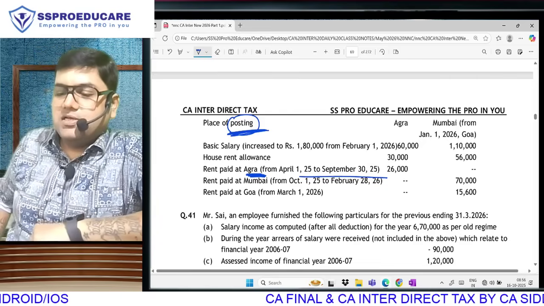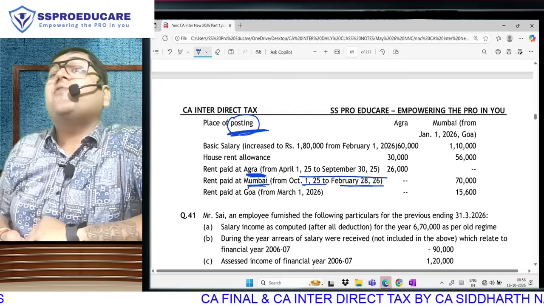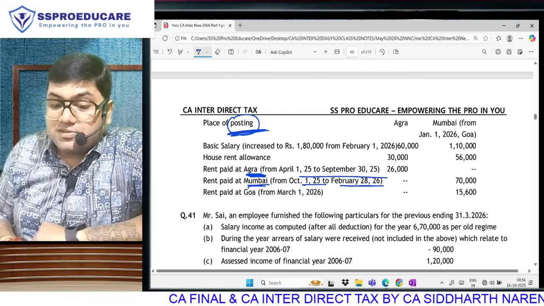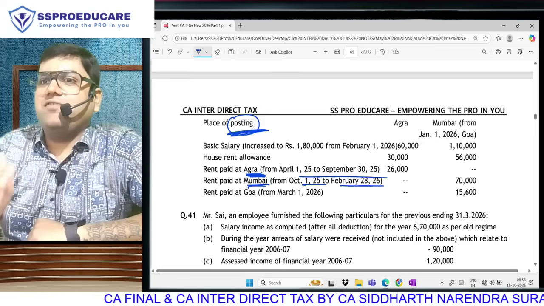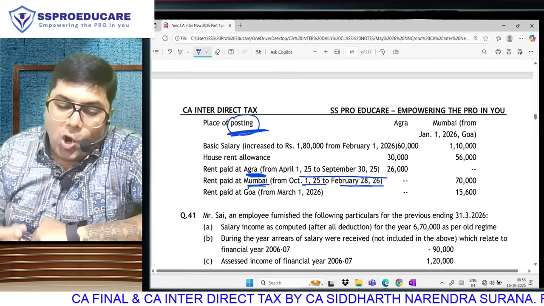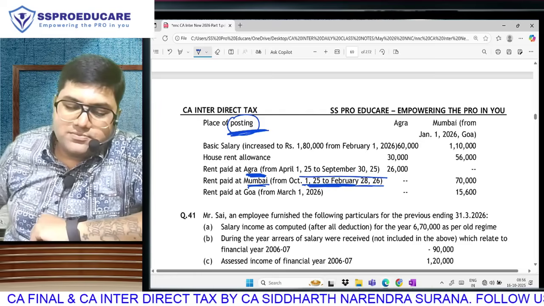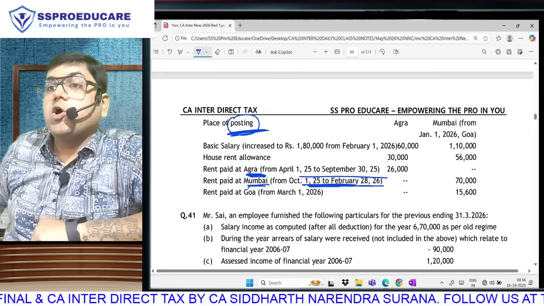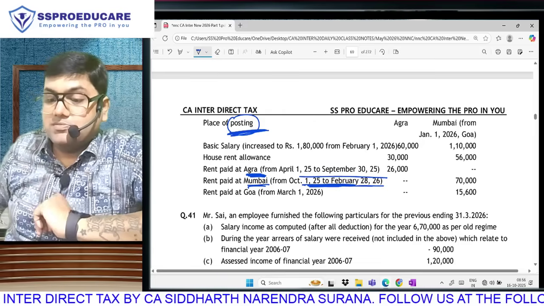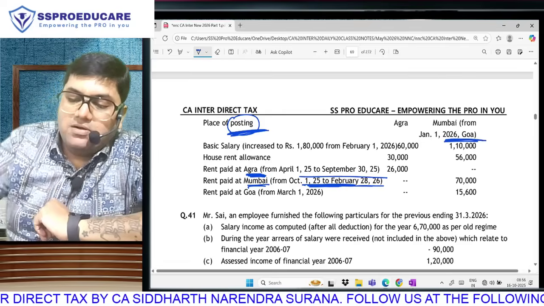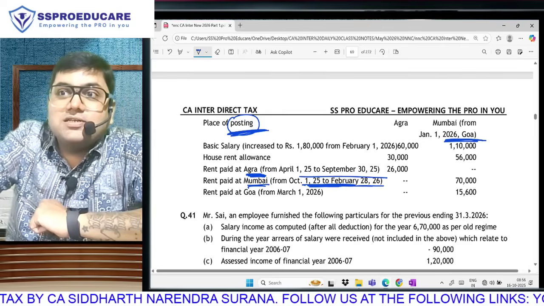But from October, he started paying rent where? Mumbai. October, November, December, Jan, Feb. That means listen. April to August, house, office, both Agra. Office is relevant, 40% based on house. October, November, December, focus on this. October, November, December. House is in Mumbai. Office also in Mumbai. Office is relevant, 50%. Here comes the twist. Jan and Feb. Office is in Goa, but house is in Mumbai.